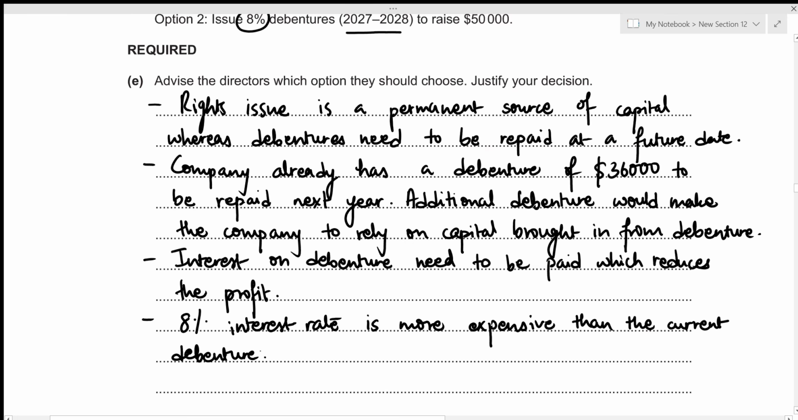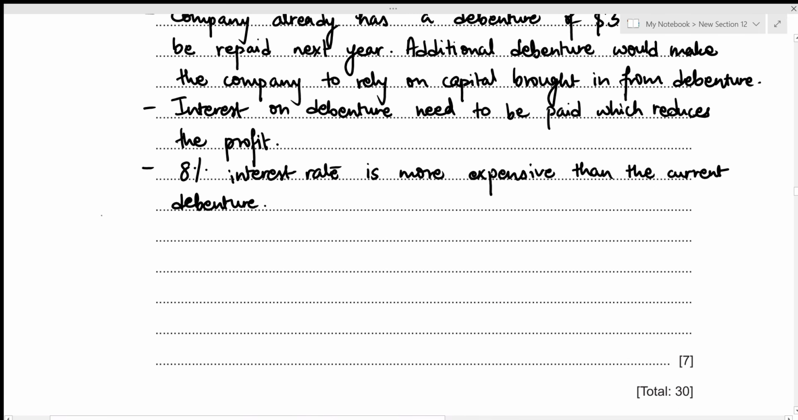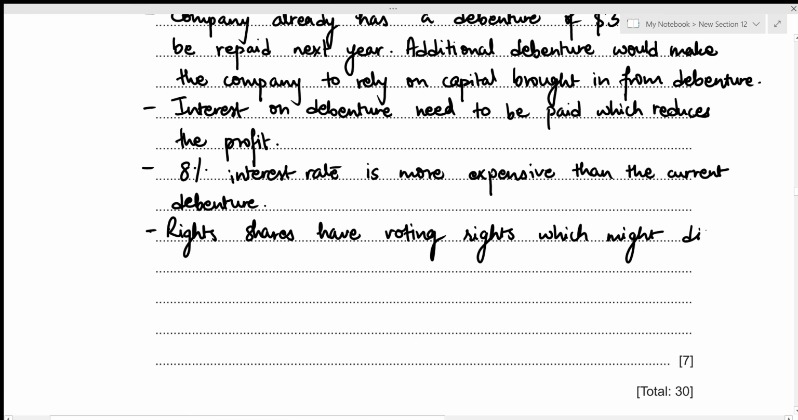All right. Then let's talk about rights shares. So rights shares definitely have voting rights, which might dilute the control of the company. So we can write it down. Rights shares have voting rights, which might dilute control of the company.